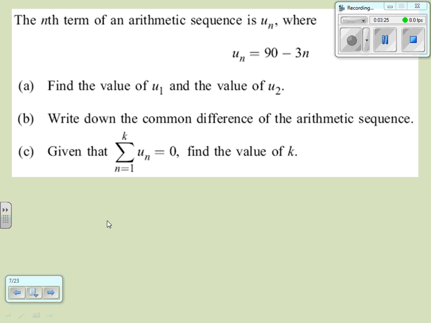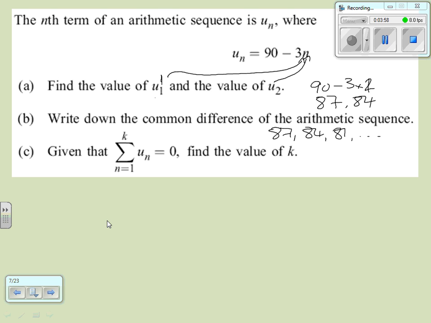Here's an exam question to look at. Push pause if you want to give it a go before I start. And if you don't, first one, we want to put the number 1 into our formula here. Sticking the number 1 into our formula, we get 90, take away 3 ones, which is 87. To get the second one, we put the 2 into our formula. So we get 90, take away 3 2s, which is 84. We can imagine this sequence continuing, 87, 84, 81, and so on, going down by 3 each time.